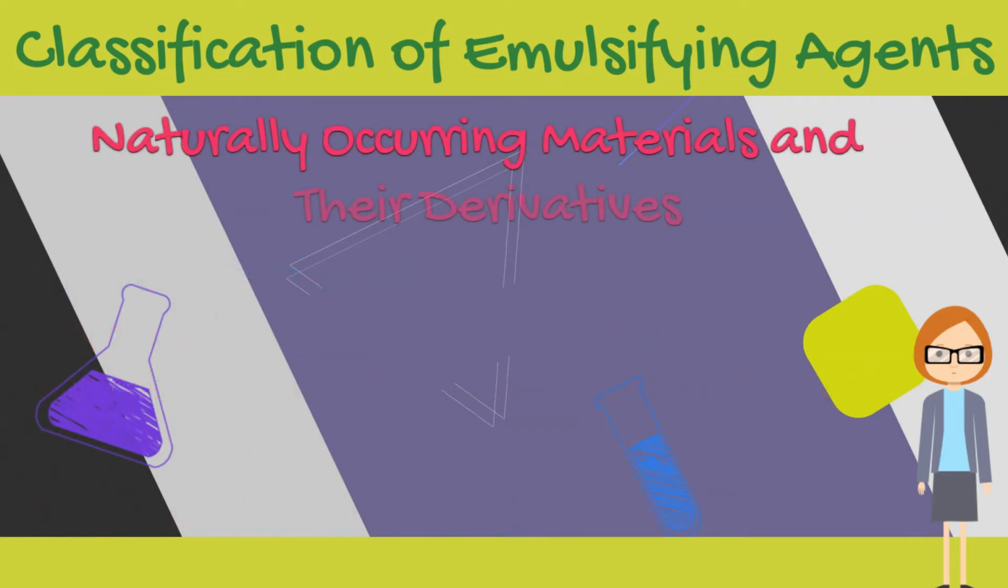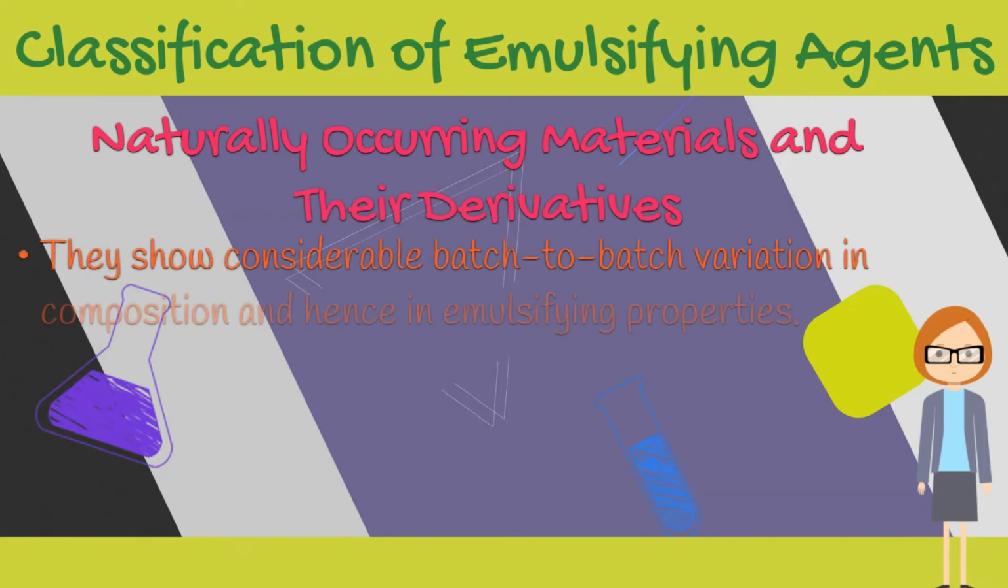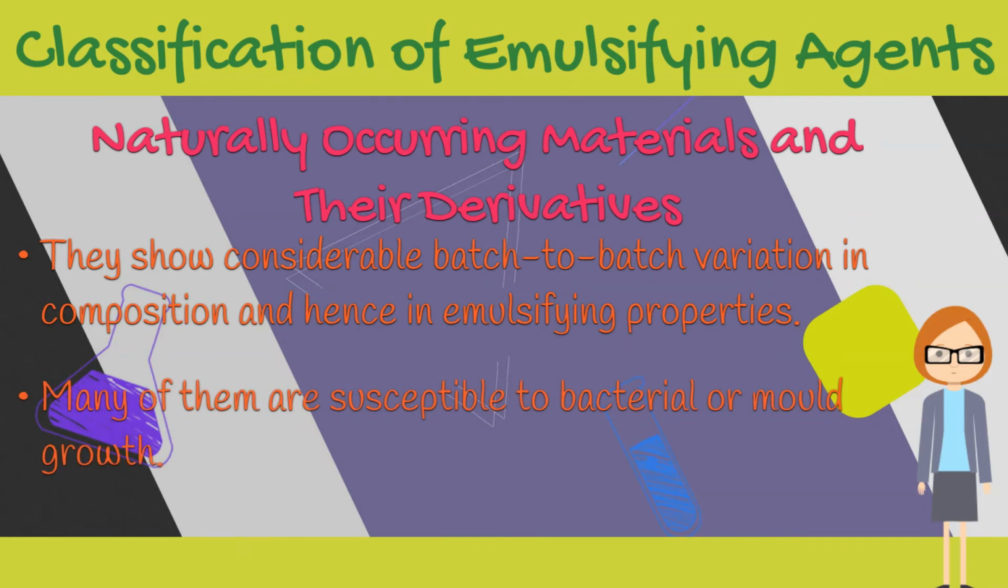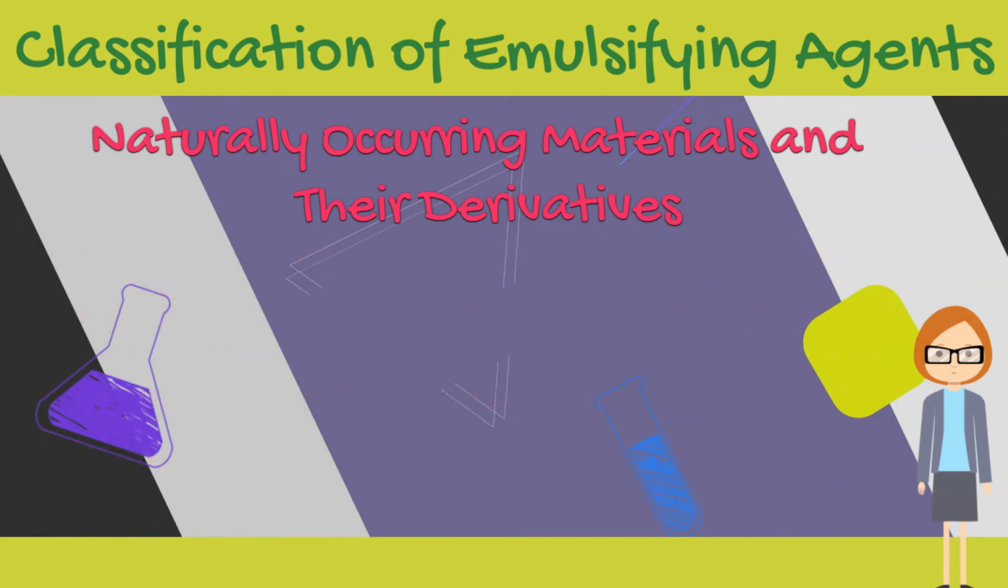Naturally occurring materials often suffer from two main disadvantages. They show considerable batch-to-batch variation in composition and hence in emulsifying properties, and many of them are susceptible to bacterial or mold growth. For these reasons, they are not widely used in manufactured products requiring a long shelf life, but rather for extemporaneously prepared emulsions designed for use within a few days of manufacture.